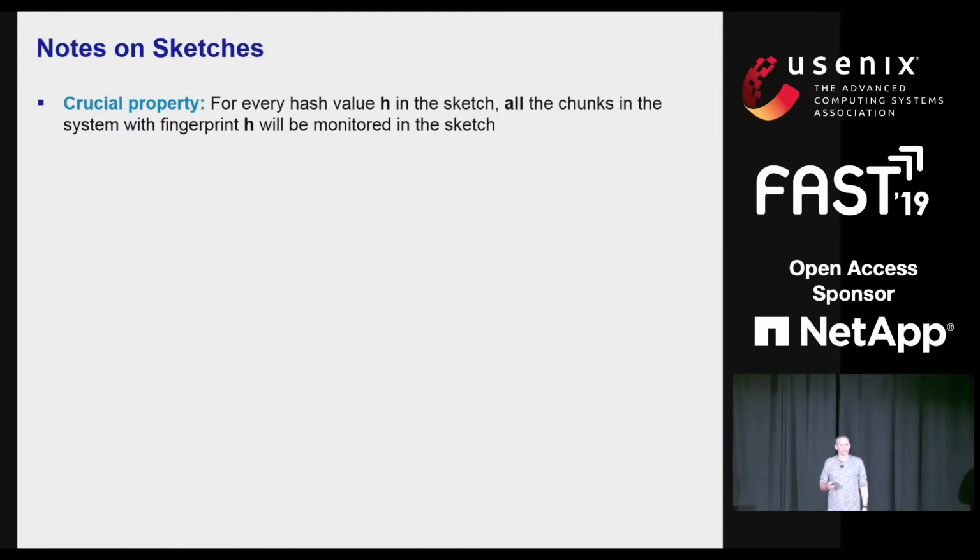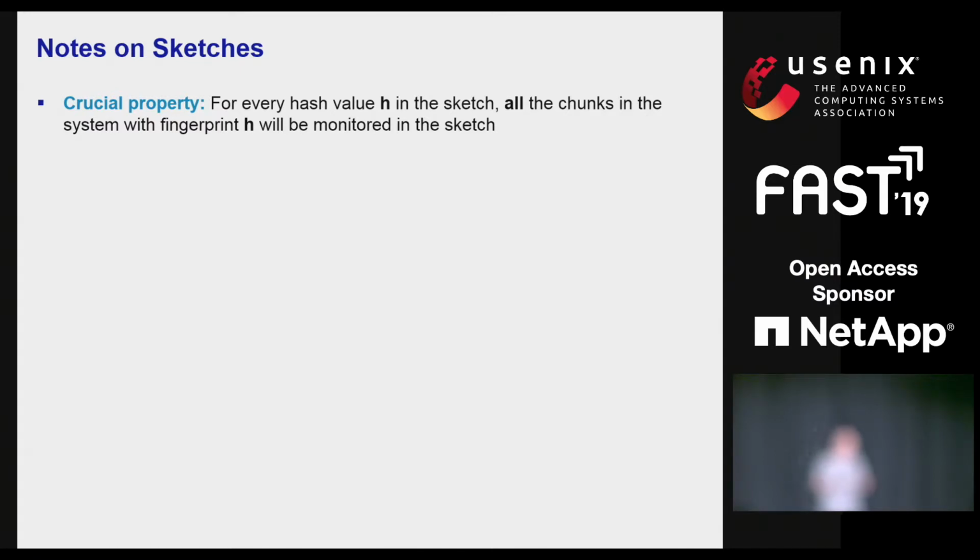Okay, some notes on the sketch. So one, why does it work? And it works because of one crucial property. Every hash that is in the sketch, we are monitoring all of the appearances of this hash in the entire system, in the entire petabyte or what have you. That's a crucial property. That's just intuition why it works.